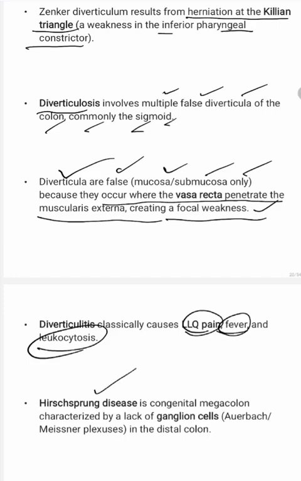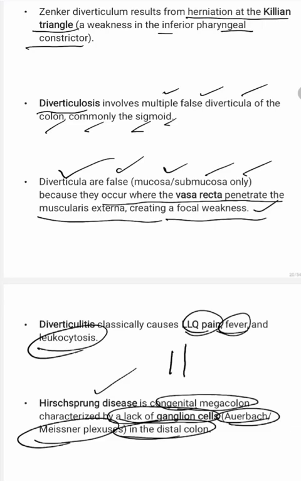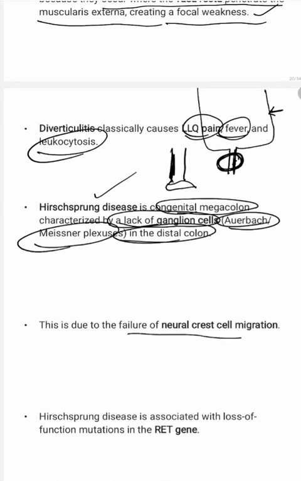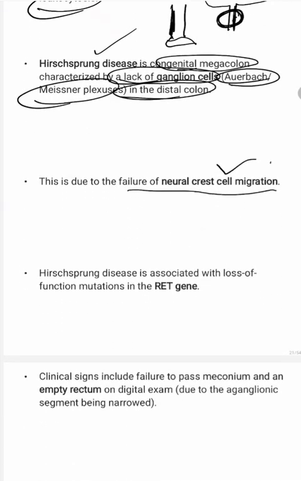Now, Hirschsprung disease. It is a congenital megacolon, big colon, characterized by lack of ganglion cells, Auerbach and Meissner plexuses, in the distal colon. So if there are no Auerbach or Meissner plexuses, there will be no relaxation. So in this distal part, there are no neurons, okay, ganglion cells. So this distal part will become big. This is known as megacolon. This is due to failure of neural crest cell migration. Hirschsprung disease is associated with loss-of-function mutations in the RET gene.